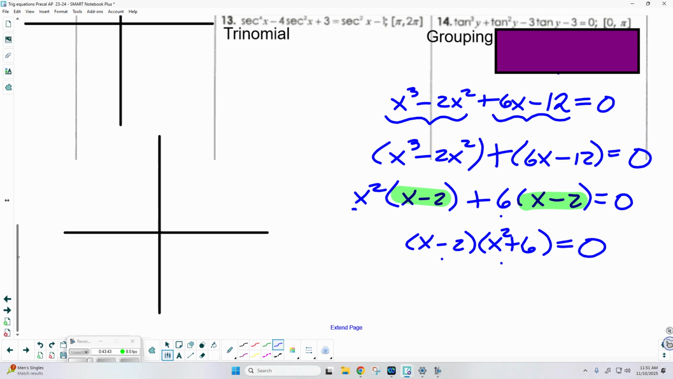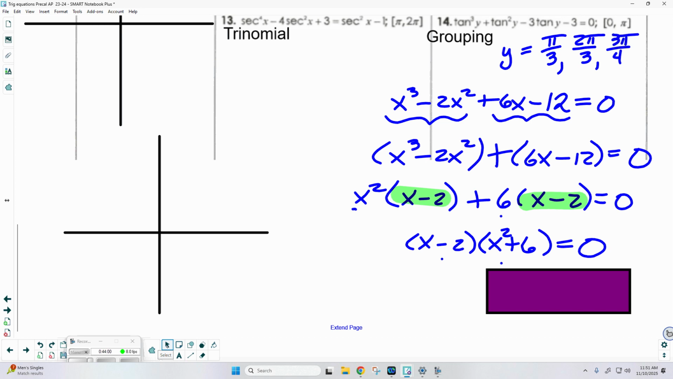Now, number 14 has tangent. Does that change anything? Oh, exactly what you did here is what you're going to do with number 14. I'll go ahead and tell you, you should be getting 3 answers. I'll even show you what those answers are. Okay. You should be getting pi over 3, 2 pi over 3, and 3 pi over 4. Okay, please try this problem.